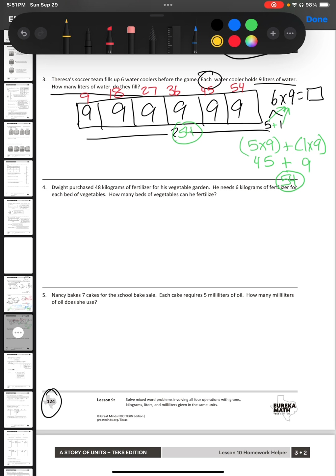A third one would be doing 6 times 10, because 9 is really close to 10, is 60. And then take 1 six away, because I didn't need 10 sixes. I needed 9 sixes. That would give us 54 also.